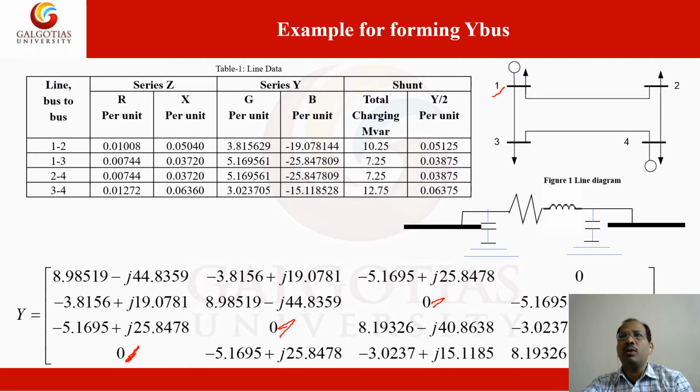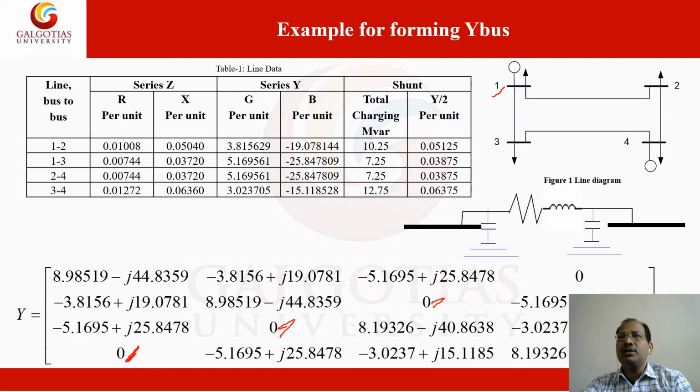So you know that when we are calculating the Y bus, the diagonal elements mean we have to add all the series admittances or shunt admittances connected to a particular bus. So here Y11 means this transmission line admittance plus this transmission line admittance plus the shunt admittance of this transmission line plus the shunt admittance of this transmission line, means 1, 2, 3. So this is the overall.